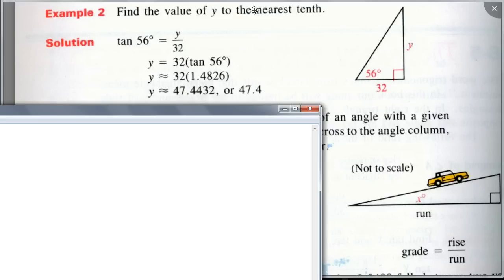They have to tell you where to round to. Otherwise, what do you write? So they have to tell you that. Okay, so they will tell you what to round to. By the way, like I said, tangent of 56 is in your calculator. It gives you a lot better approximation.